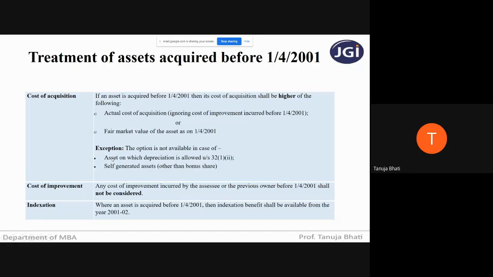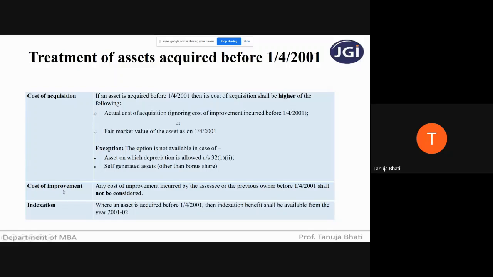But this option is not available to assets on which depreciation is allowed under section 32. We have seen all those assets under PGBP on which depreciation is allowed under section 32, and self-generated assets other than bonus shares. What are self-generated assets? Goodwill. Goodwill can be of two types: either you can purchase the goodwill or you can self-generate it. In those cases, this option will not be available.